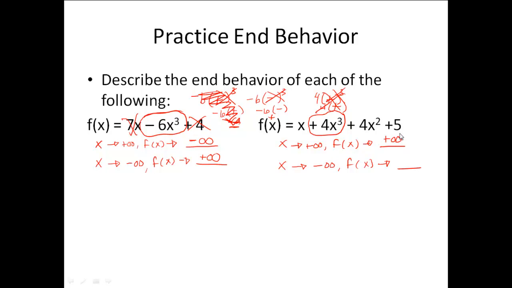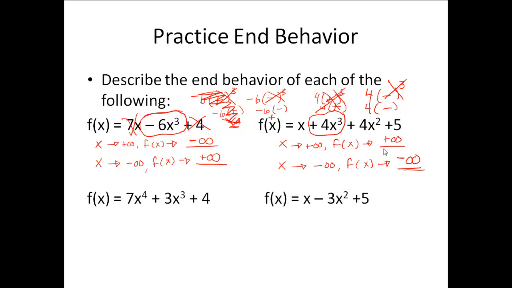Now we need to do the same thing for the negative infinity. When I put a negative number in here, what's going to happen when I cube it? Well, it will remain negative. It'll be big, but it'll be negative. And then what happens when I multiply that negative number by a positive 4? It's going to be an even bigger negative number. So I would end up putting negative infinity in that bottom blank.